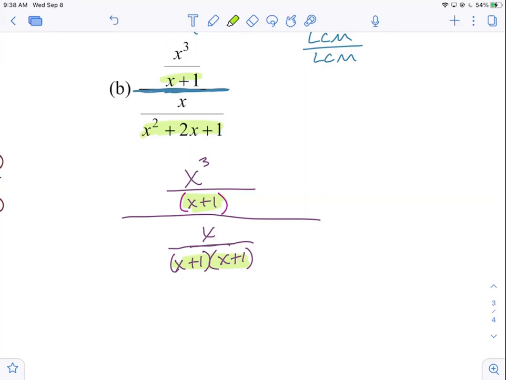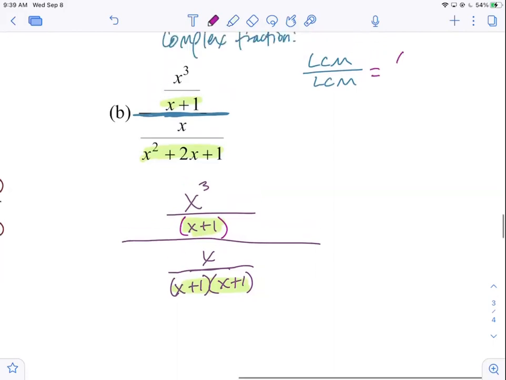So here's how you find the LCM. You need at least one of each factor type. So we need at least one x plus 1. And then you take the largest representative exponent on that factor. This is really x plus 1 squared, okay? You take at least one of each factor, and then you take the highest representative exponent. So the LCM, in this case, is x plus 1 squared.